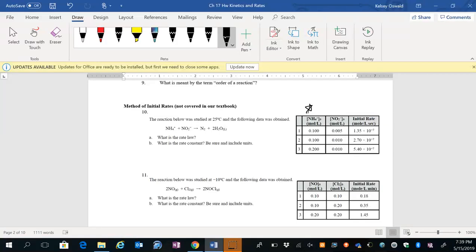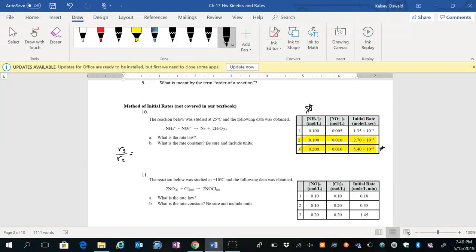When we're looking at NH4, we want to find a reaction where NH4 is changing and our other reactant, our NO2 minus, is constant. So we're going to look at reactions 2 and 3, because we only want to focus in on how that NH4 is affecting our rate. We're going to take experiment 3 and divide it by experiment 2. The reason we want experiment 3 on top is because our rate there is larger. Remember, we want the larger number on top.